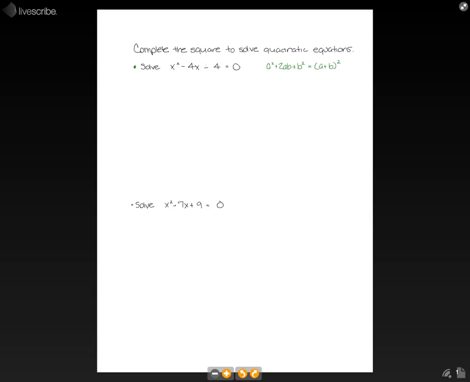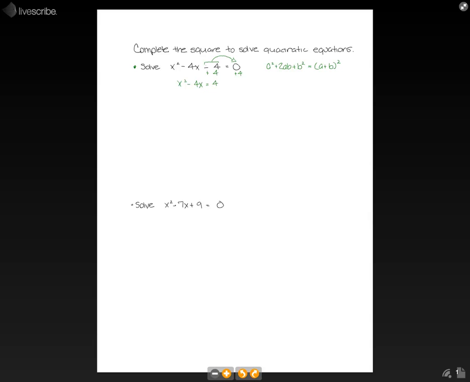And that means we take this negative 4, which is the constant, and move it over to the other side of the equal sign. We can do that by adding 4 to both sides, giving us x squared minus 4x equals 4. Now we need to add a square number to both sides.